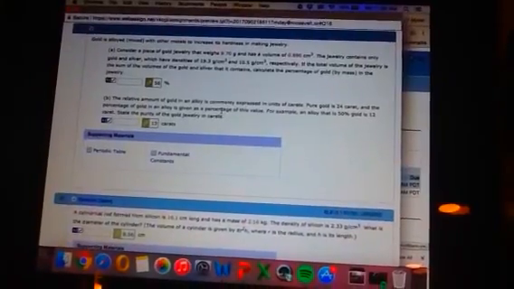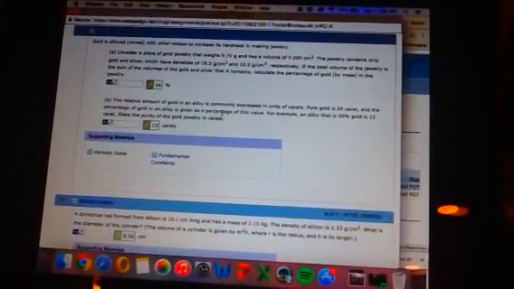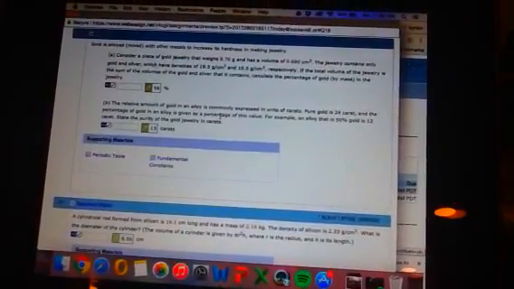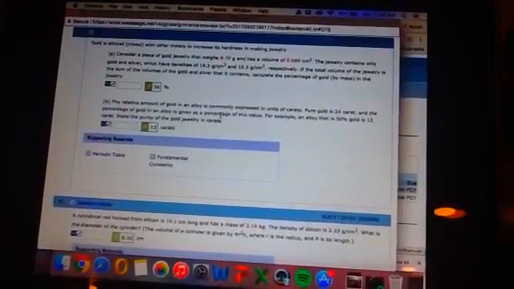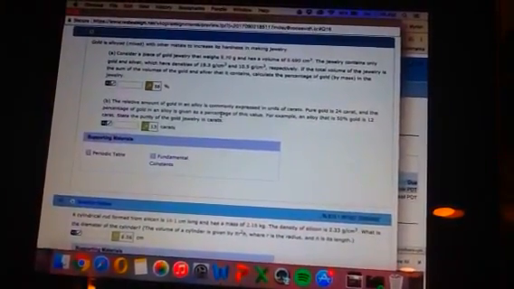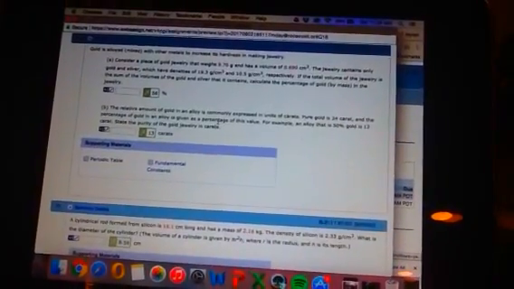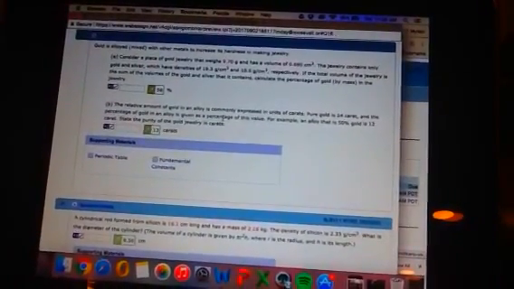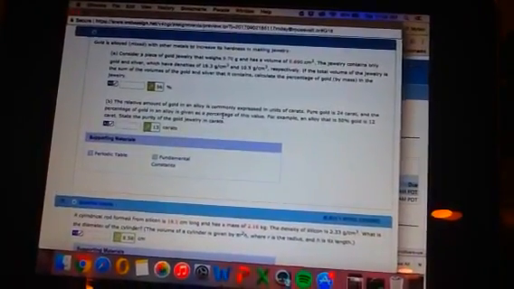I'm not going to read the whole problem, but basically we are going to be looking to find out what the percentage gold by mass is of this piece of jewelry that has a mass of 9.7 grams and a volume of 6.90 cubic centimeters.